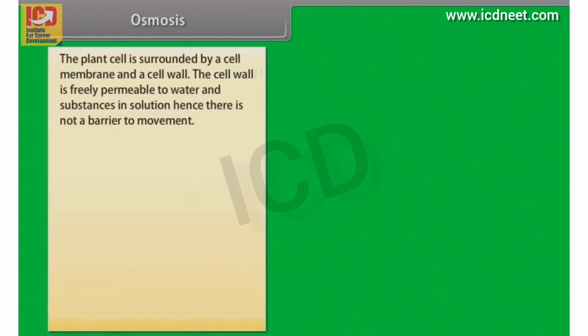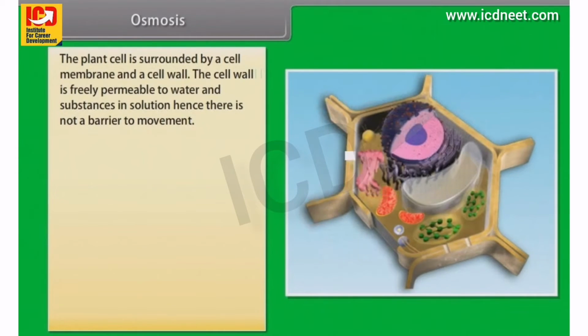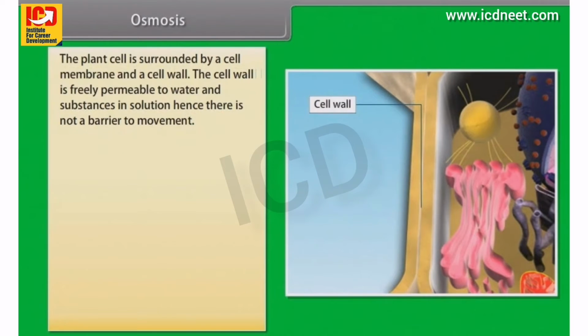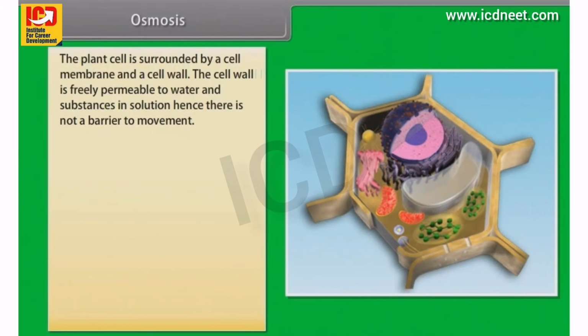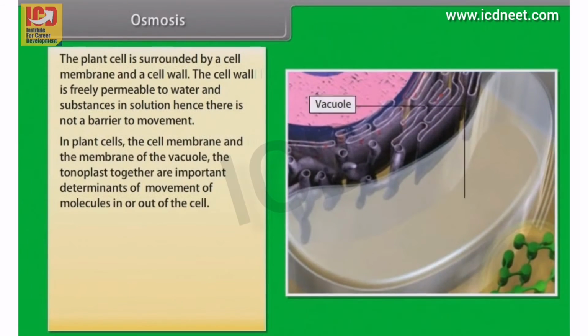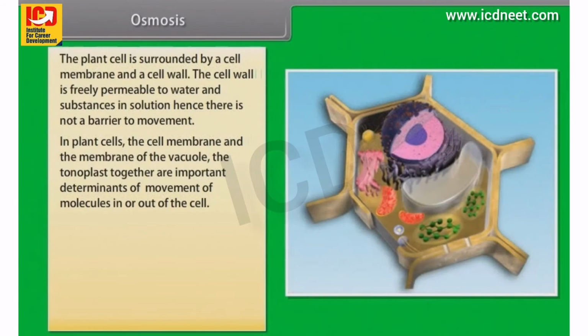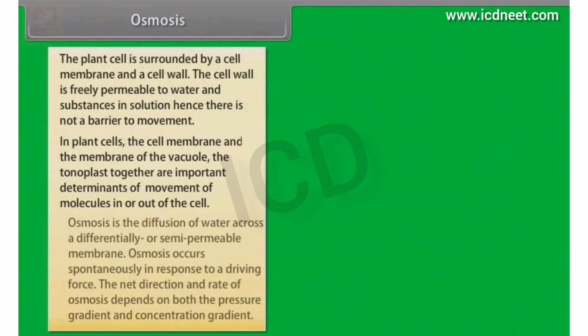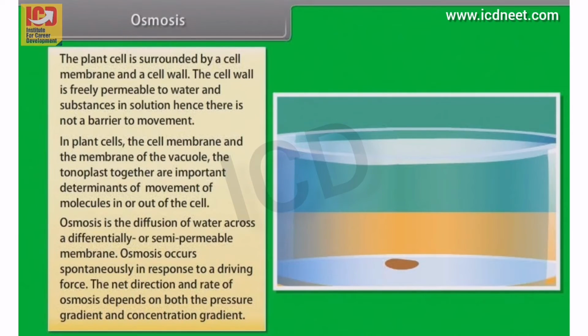Osmosis. The plant cell is surrounded by a cell membrane and a cell wall. The cell wall is freely permeable to water and substances in solution, hence there is no barrier to movement. In plant cells, the cell membrane and the membrane of the vacuole, the tonoplast, together are important determinants of movement of molecules in or out of the cell. Now let us know about osmosis. Osmosis is the term used to refer specifically to the diffusion of water across a differentially or semi-permeable membrane.